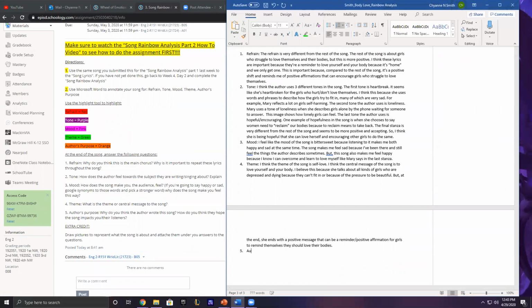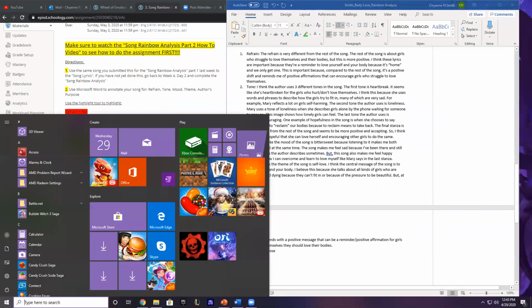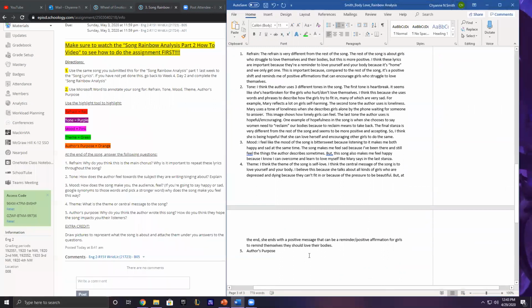So author's purpose. Remember, author's purpose is a little different from theme, because theme is what do they want you to take away? The purpose is why are they writing this? Why are they creating that message? Why do they feel this is important?